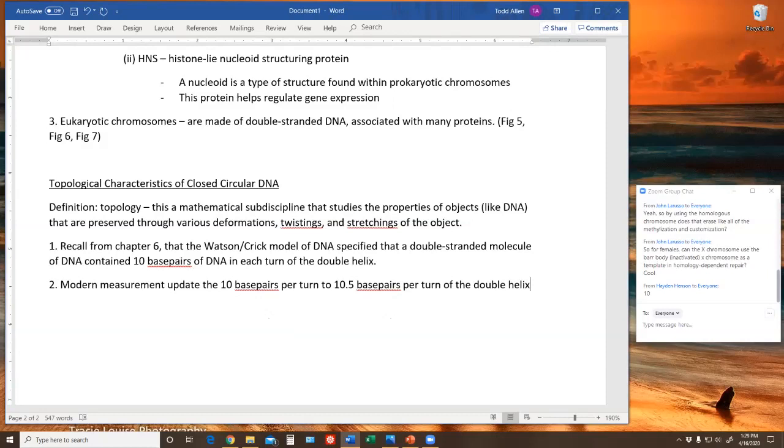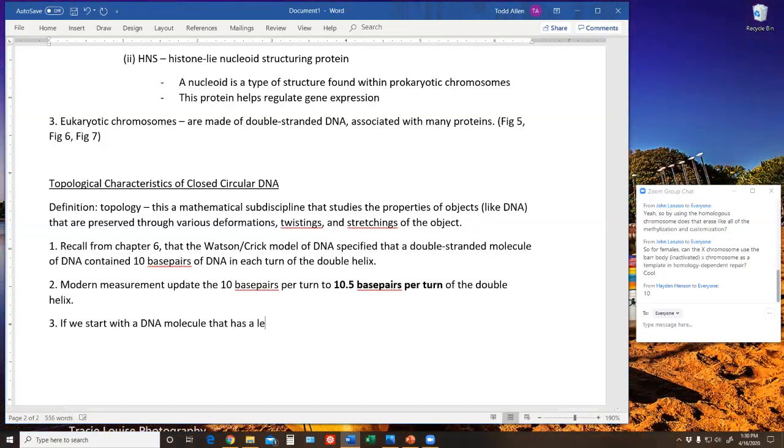Okay, are you okay, Hayden? Yeah. All right. So we have a more modern measurement of 10.5 base pairs per turn. That's what we're going to be using today during our overly simplified calculations. In just a moment, I'm going to show you a molecule of DNA that is made of 105 base pairs. If we start with a DNA molecule that has a length equal to 105 base pairs, and each turn of the helix has 10.5 base pairs, then hopefully you can appreciate that we are going to have 10 turns in the DNA molecule, right? 105 divided by 10.5 is 10.